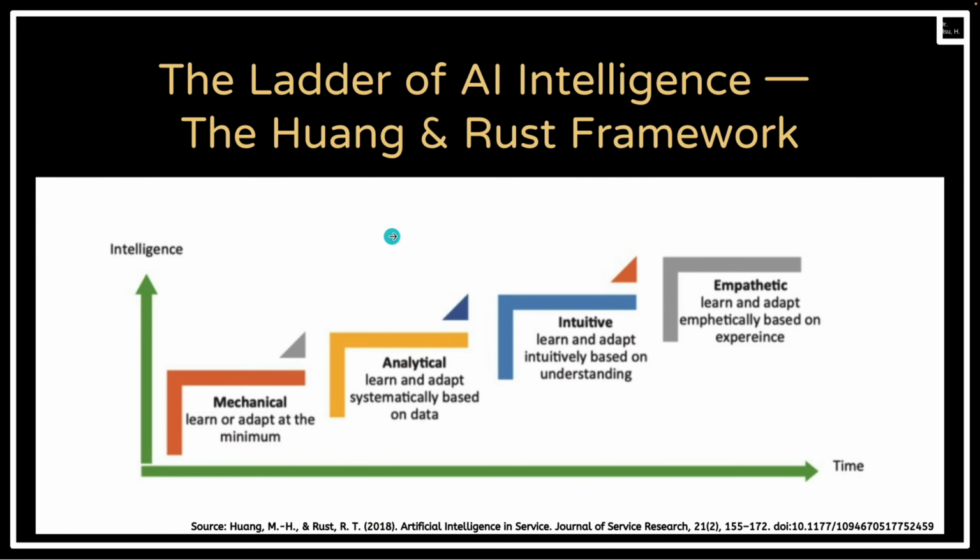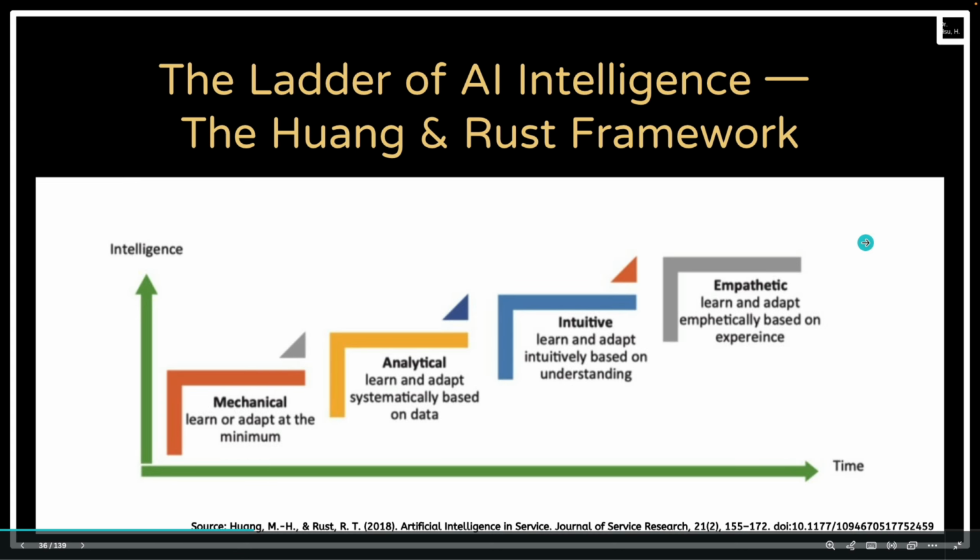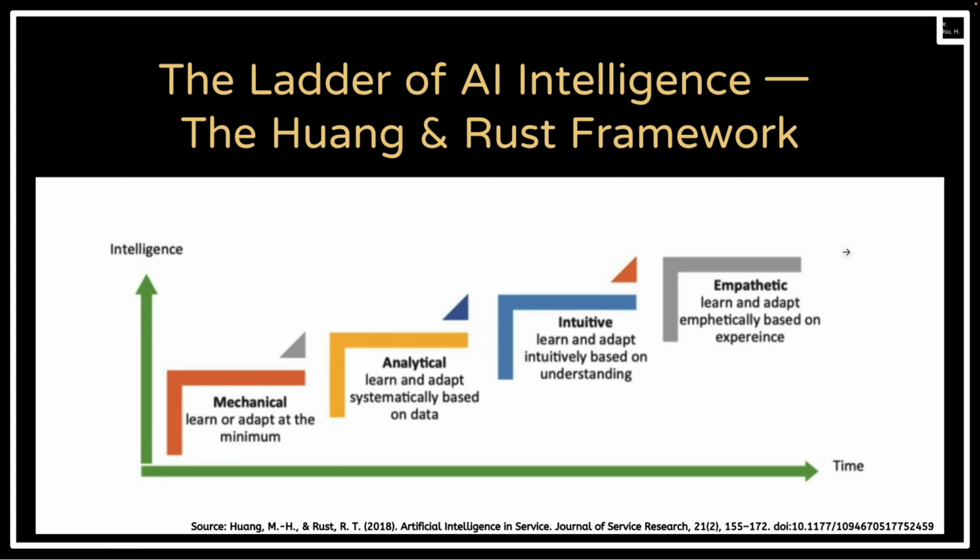Now, we move into the second major part of the lesson. Please look at the figure on the slide. You can see a staircase moving upward over time. On the vertical axis is intelligence, and on the horizontal axis is time. This means the framework is not just classifying AI types, it is also suggesting a developmental progression.